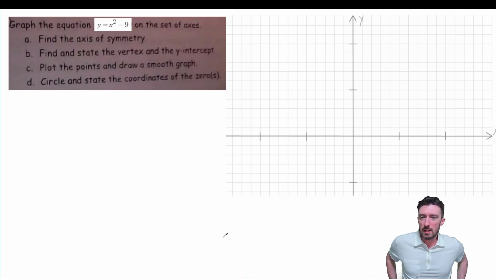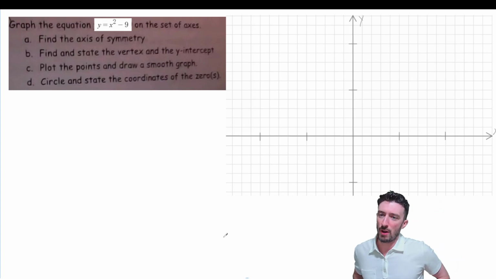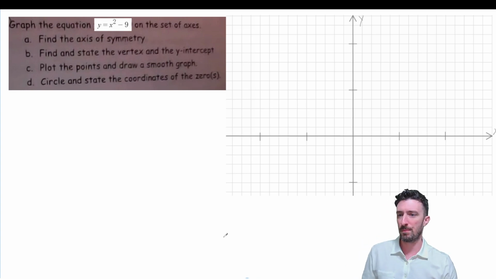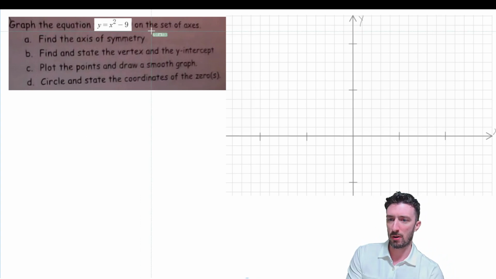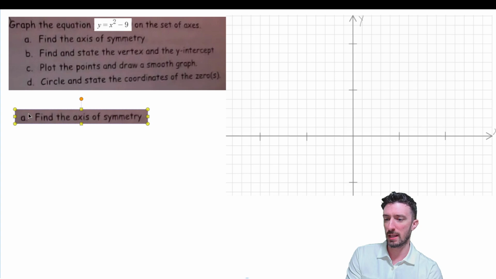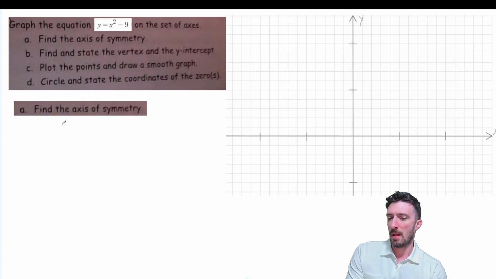Hey, what's up? We got a graphing a quadratic by hand problem. And in the first part of this, they want us to find the axis of symmetry. So the axis of symmetry always has a formula: x equals negative b over 2a.